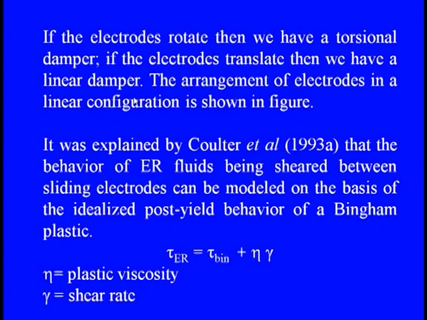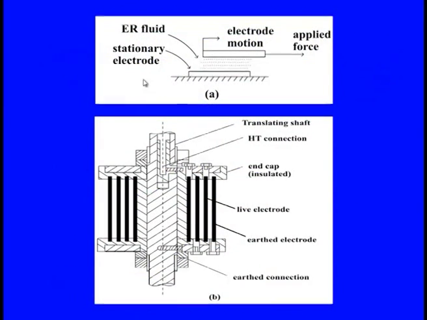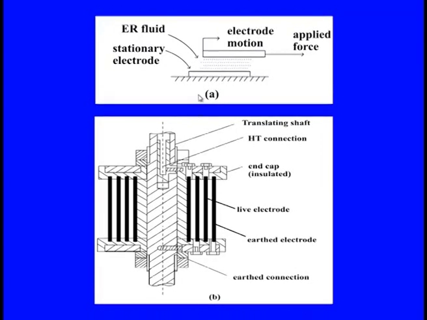So we can say tau ER, the shear stress of the ER fluid, is nothing but the minimum shear stress plus eta into gamma, where the plasticity and the shear rate are taken together. This is what you see: the shearing modes are there when the electrode motions occur according to the applied force, and in between the stationary electrode and the moving electrode, the ER fluid is sheared out.